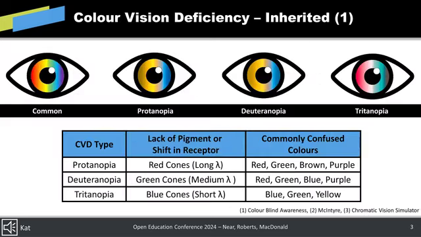So what is color vision deficiency? It's the inability or difficulty to distinguish certain colors. Our color vision is dependent on cone cells that are in our eyes, and people with CVD often lack one or more of these cone cells. In protanopia, people lack the red cone cell, which leads them to confuse red, green, brown, and purple. In deuteranopia, people lack the green cone cell, which leads them to confuse red, green, blue, and purple. And tritanopia, where people lack the blue cone cell, which leads them to confuse blue, green, and yellow.